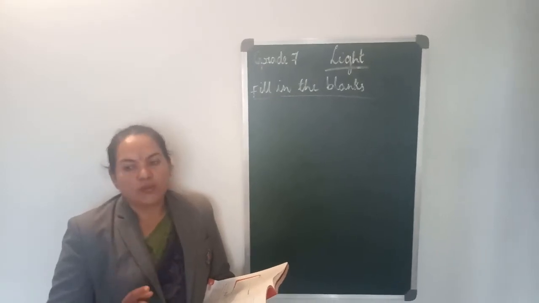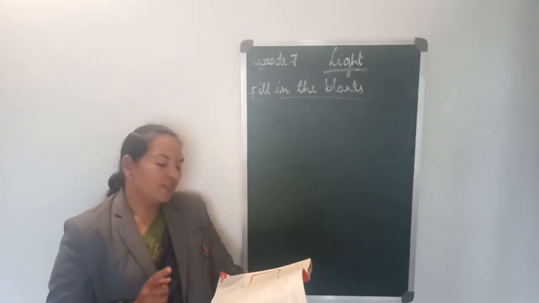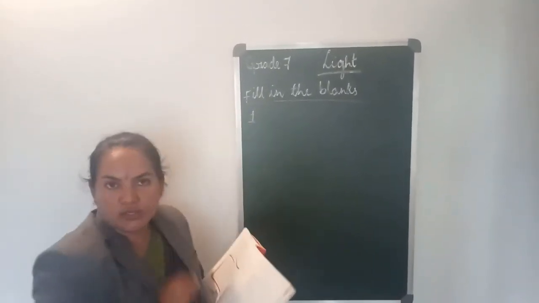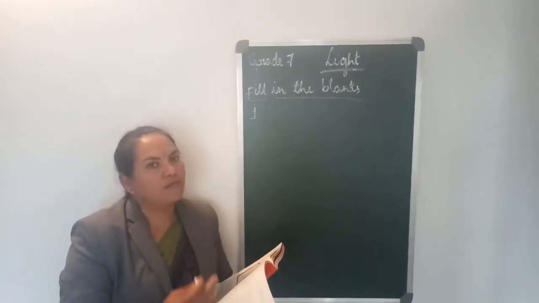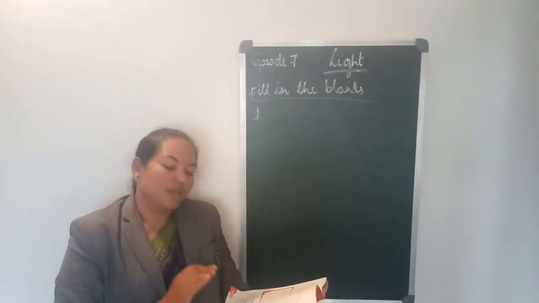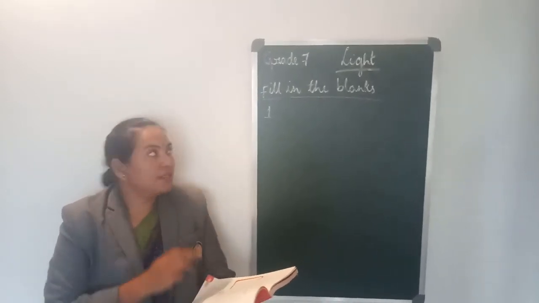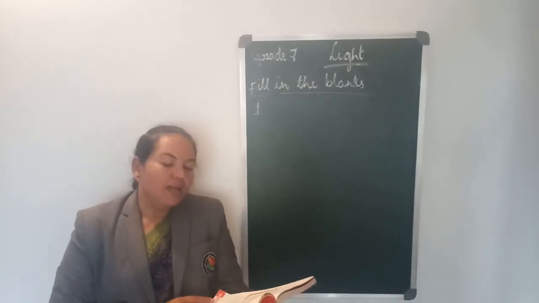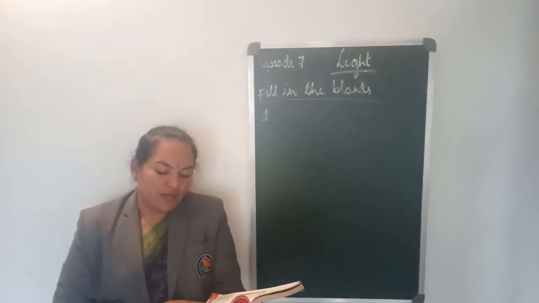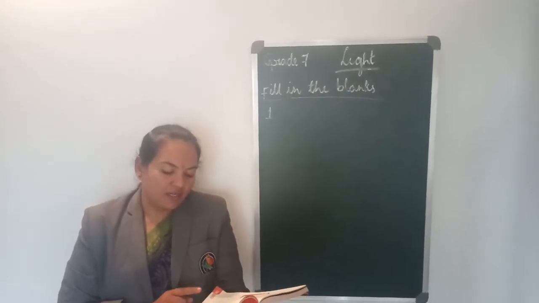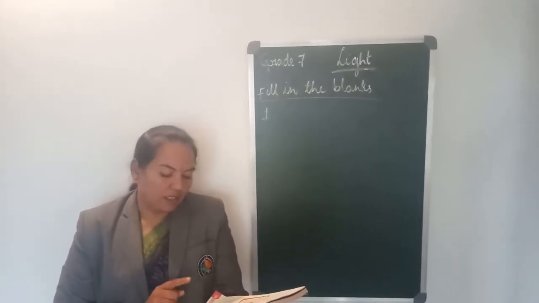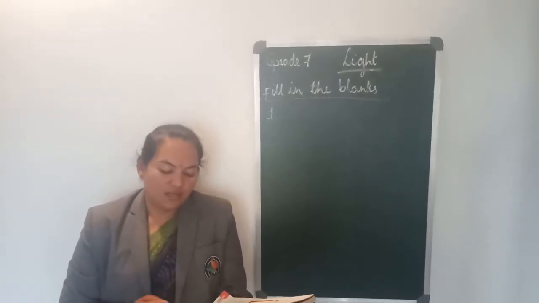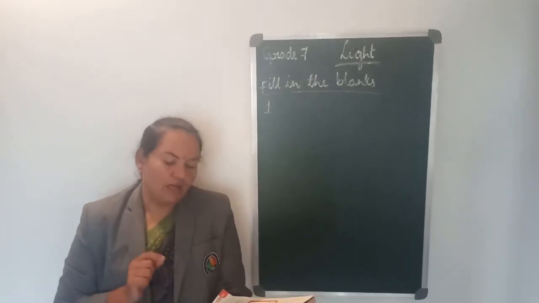Let us start with the first one. The first fill in the blanks with the correct word. I'll just read out the question first and let us analyze and find out the answer. The first one is page number 238, chapter light. This is the 15th chapter in your textbook. Rectilinear propagation of light means light travels in dash. There are 2 options, rectangle, straight line.